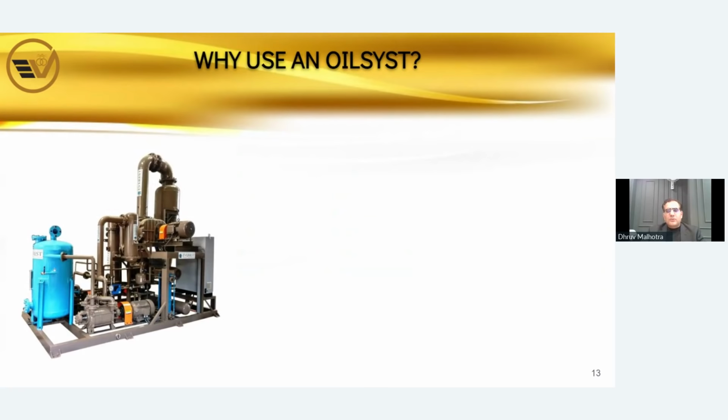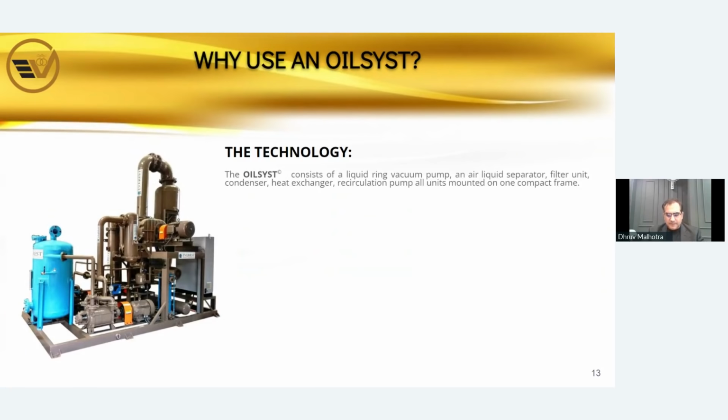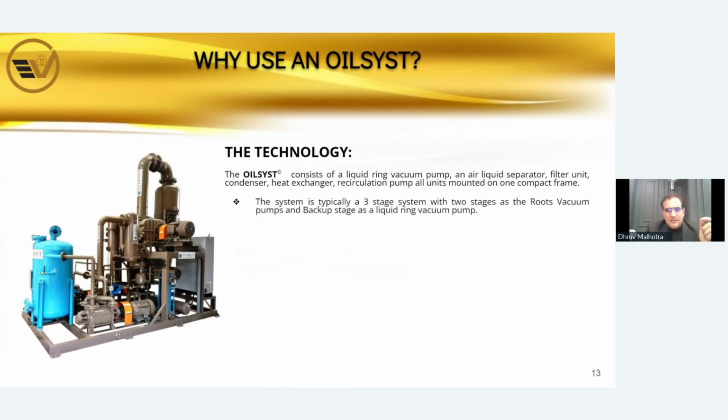Now coming to the next question that people mostly have: why use an OilSys? The technology behind OilSys. OilSys, as the word suggests, is a registered word that we created for this vacuum package. It consists of a liquid ring vacuum pump, an air liquid separator, a filter unit, condenser, heat exchanger, and recirculation pump, and all of this is mounted on one common frame.